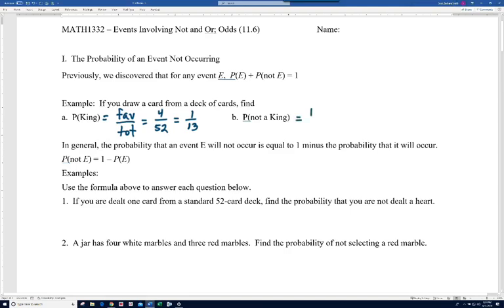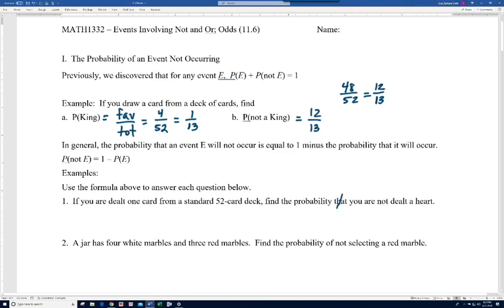So there's 4 kings out of a total of 52 cards, and that does reduce to 1/13. So if there's a 1/13th chance that you get a king, what's the probability that you don't get a king? Well, that would be 12/13. These should add up to 1. You could have done it more directly: there's 48 cards that are not a king out of 52, and that'll give you the same answer. In general, the probability that an event E will not occur is equal to 1 minus the probability that it will occur.